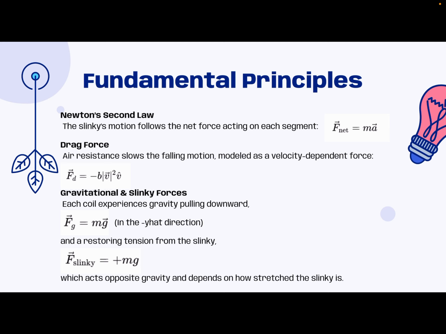To model the slinky accurately, I used three main physics principles. First is Newton's second law, which tells us how the momentum changes when there's a net force acting on an object. This gives us the velocity and position update equations we use in GlowScript. Second is drag force. Since the slinky is moving through the air, there's a small amount of air resistance opposing the motion. In the model, this drag is proportional to the square of the velocity. And finally, we have gravity and the slinky tension. Gravity pulls downward and the slinky provides an upward tension force. When the bottom stays still, that means these two forces perfectly balance each other out, giving a net force of 0.